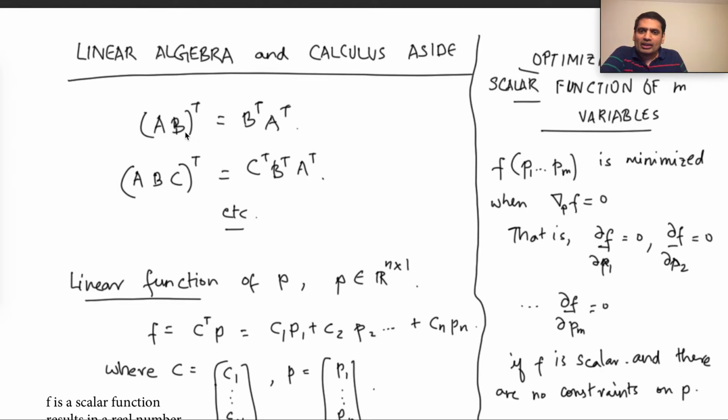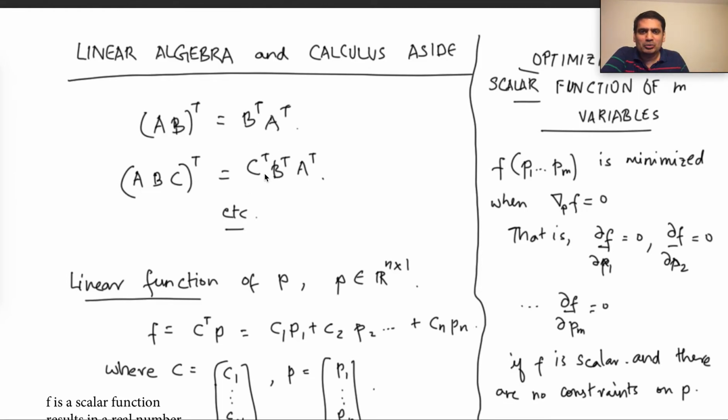Okay, so if you have two matrices, A and B, that are compatible for matrix multiplication, and you have A times B, and then you take the transpose of that product, it turns out that the transpose of that product is actually B transpose A transpose, okay? Not A transpose B transpose, because A transpose B transpose might not even be legal. And then similarly, ABC, the whole transpose is C transpose, B transpose, A transpose, etc.